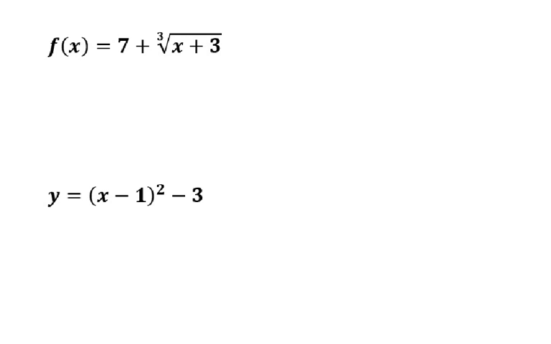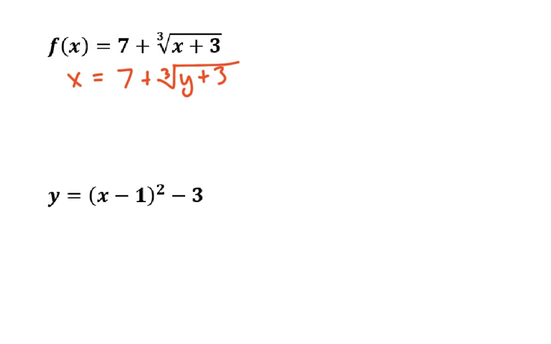To find the inverse of each of these functions, we want to start off by switching our x and y values. In the case of this first function, we are going to switch x and f of x. So we are going to have x equals 7 plus the cubed root of y plus 3. Now to find the inverse, all we want to do is solve for y.